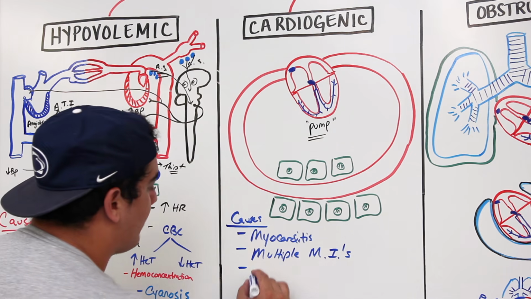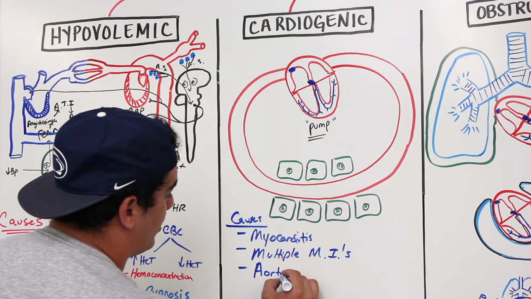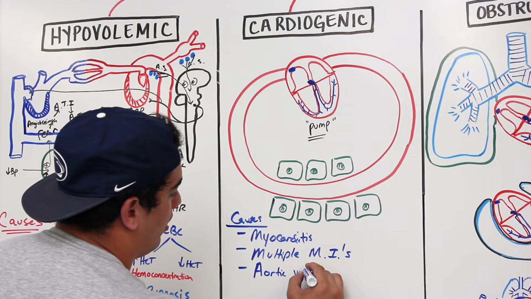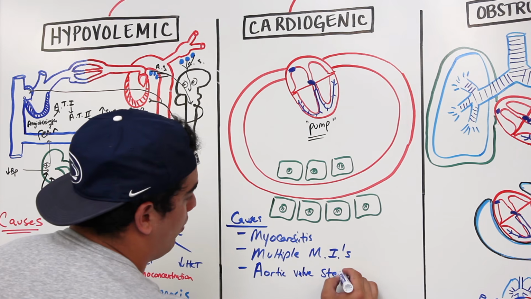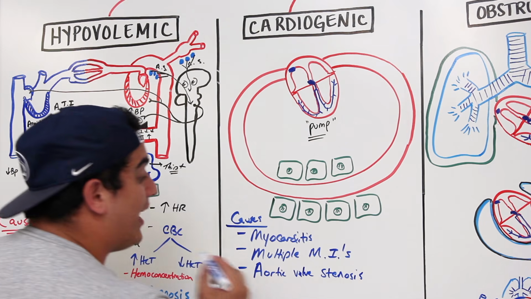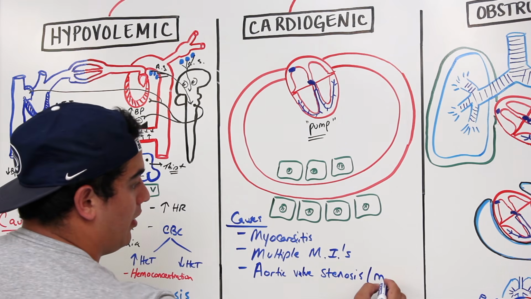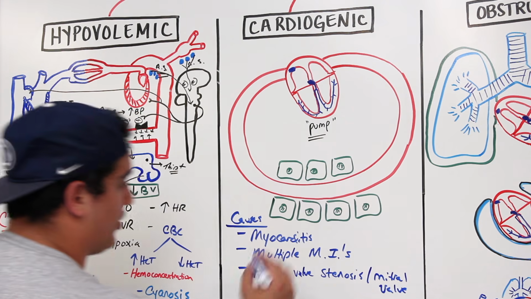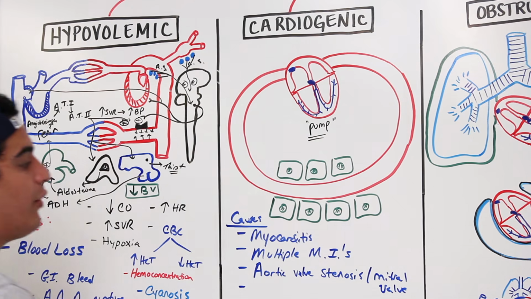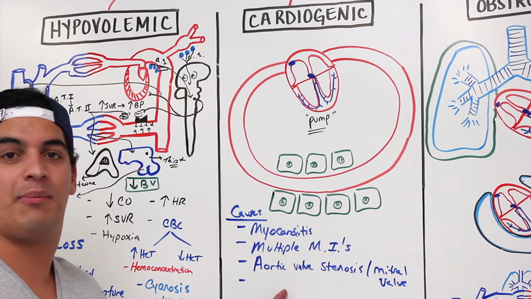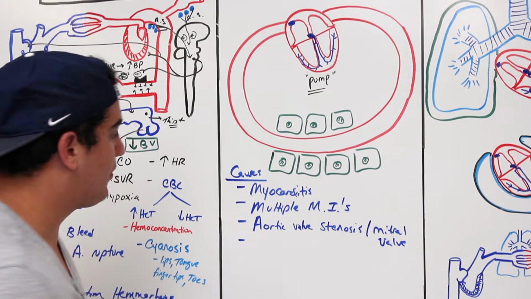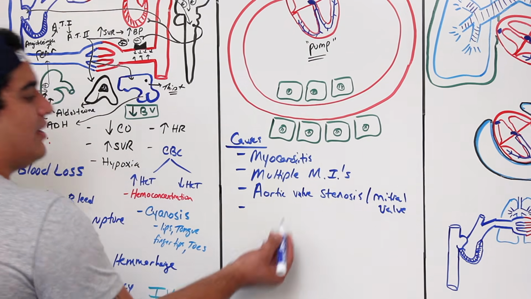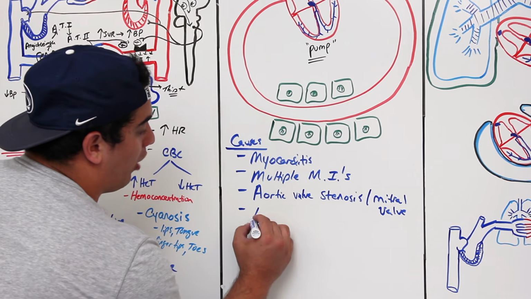So like aortic valve stenosis, or aortic stenosis. Aortic valve stenosis is a big one, or maybe even mitral valve stenosis. The mitral valve stenosis is another situation there too, because it's again putting an increased workload on the heart, and the heart can start becoming very weak and not very good at its job. Other causes besides this could even be arrhythmias.